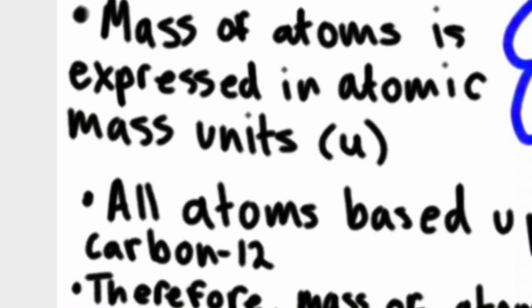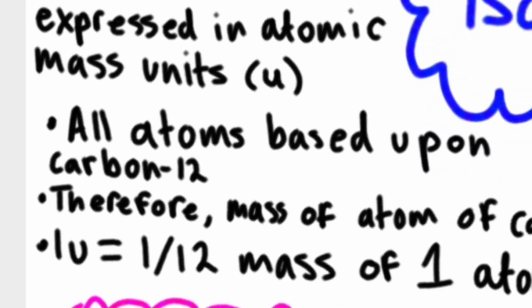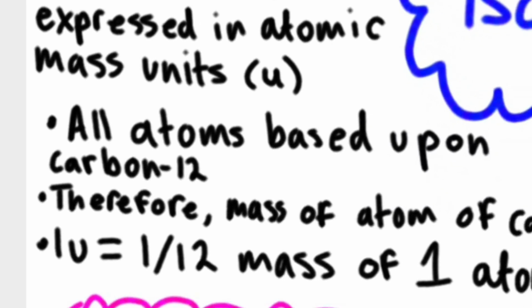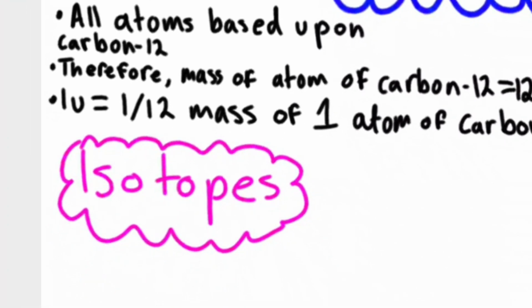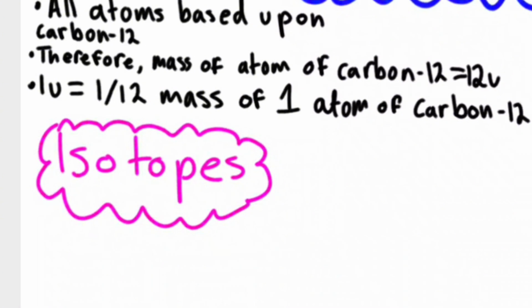The mass of atoms is expressed in atomic mass units, or just u, the lowercase u. All atoms are based upon carbon-12. Therefore, the mass of an atom of carbon-12 equals 12 u. 1 u is 1/12th the mass of one atom of carbon-12.